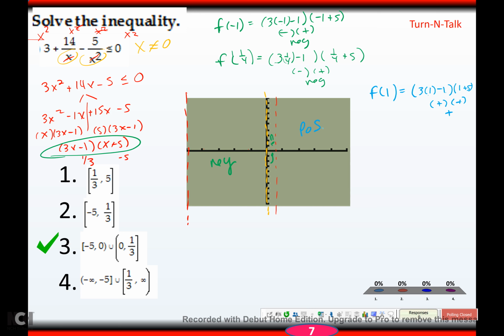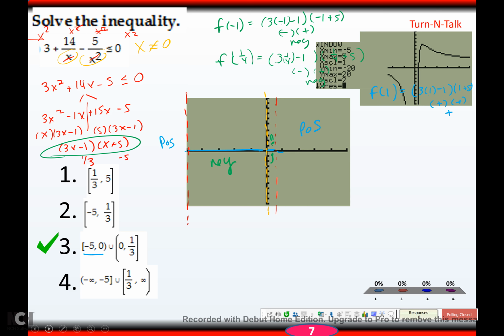So it's negative, okay, from negative, and if I pick something over here, it'd be positive, which I should have done. So it's negative from -5 to 0, and from 0 to 1/3. Okay? And if you look at the picture, there you go.